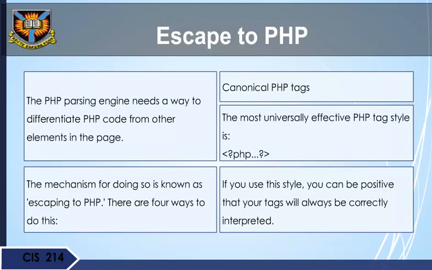Escape to PHP. The PHP parsing engine needs a way to differentiate PHP code from other elements in the page. The mechanism for doing so is known as escaping to PHP. There are 4 ways to do this. Canonical PHP tags. The most universally effective PHP tag style is shown here. If you use this style, you can be positive that your tags will always be correctly interpreted.